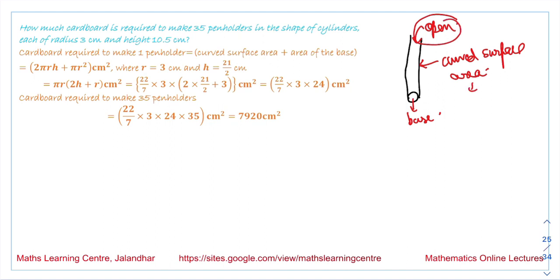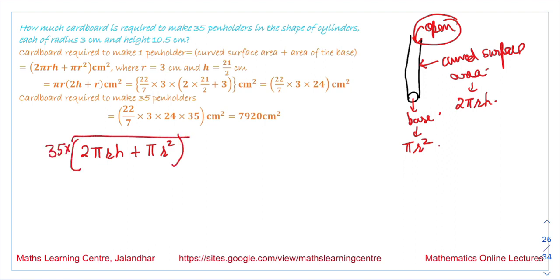The curved surface area has the formula 2 pi r h, and the area of the base is pi r square. So the total area that we require is 2 pi r h plus pi r square. And how many holders do we have to make? We have to make 35 holders. This is the area of one pen holder.